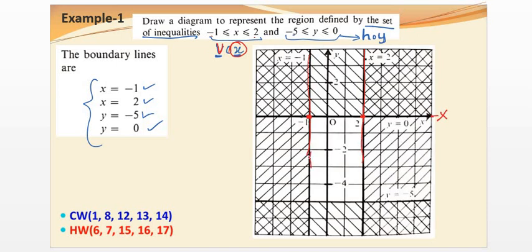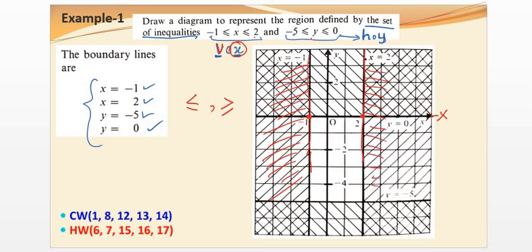Why are the lines solid? Because of these symbols. Whenever we have these symbols, we have to draw solid lines. Then, because this is the case of x being between 2 and -1, we have to shade all the values that are less than -1, and on the other side we have to shade all the values that are greater than 2.